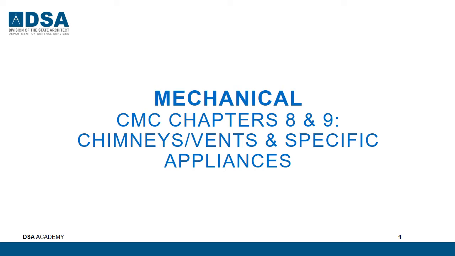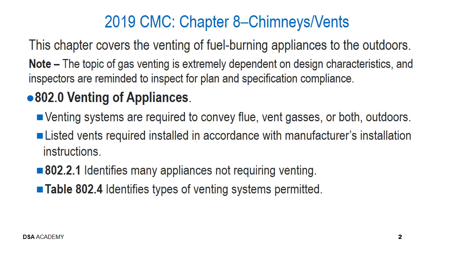We'll now discuss California Mechanical Code Chapters 8 and 9, which are titled Chimneys and Vents and Specific Appliances, respectively. We'll start by discussing the elements included in Chapter 8, which deals with chimneys and vents. It's important to understand that this chapter covers the venting of fuel-burning appliances to the outdoors.